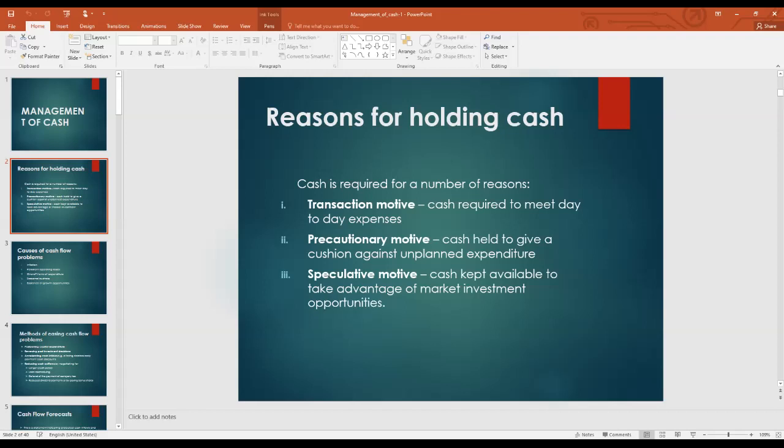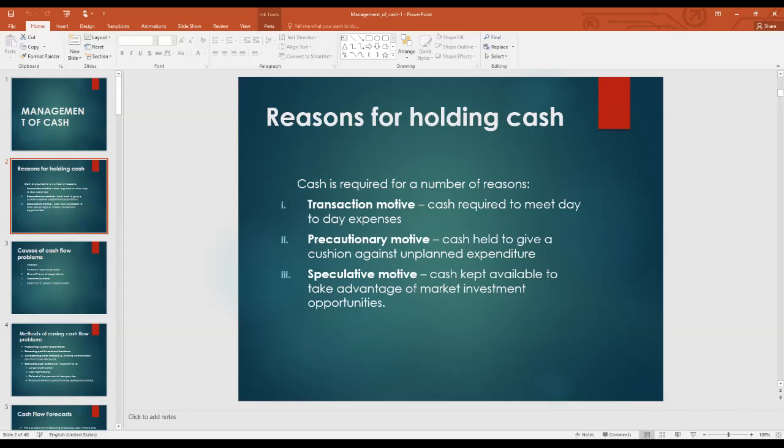And then, of course, the last motive is called the speculative motive. In this case, you use cash as a speculative asset, to take advantage of market opportunities. The central bank wants to issue treasury bills, and these bills are very good in terms of giving returns. The only person who can invest in those bills is one who has cash. So the company may want to keep some cash reserves to take care of those market opportunities.